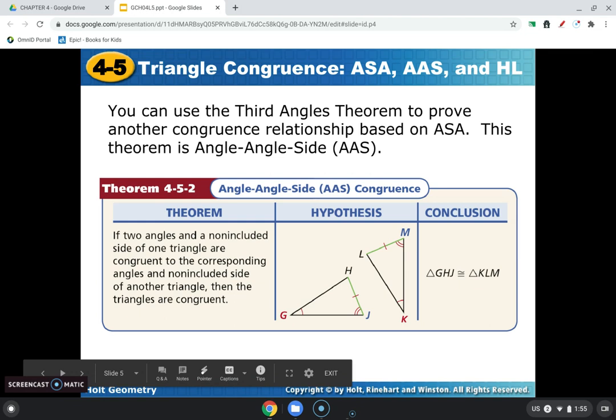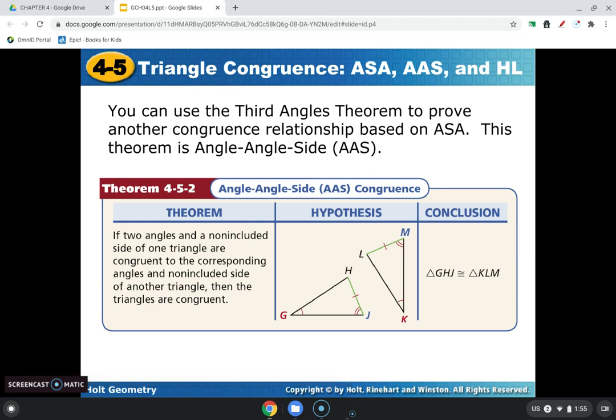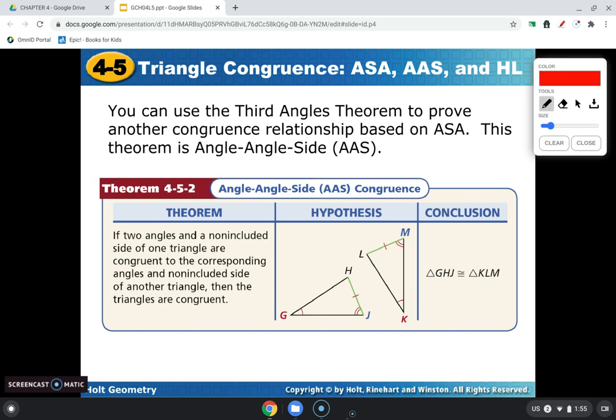If two angles and a non-included side of one triangle are congruent to the corresponding angles and non-included side of another, then the triangles are congruent. So angle, side, angle, or angle, angle, side. Just when you finish your proof, say AAS or ASA, depending on how you did it.